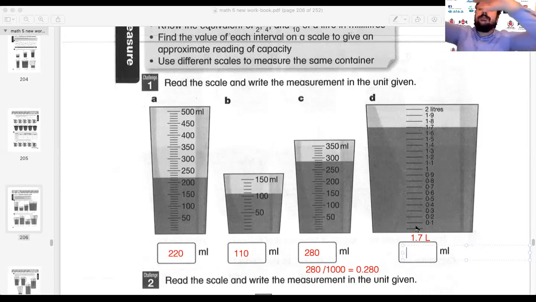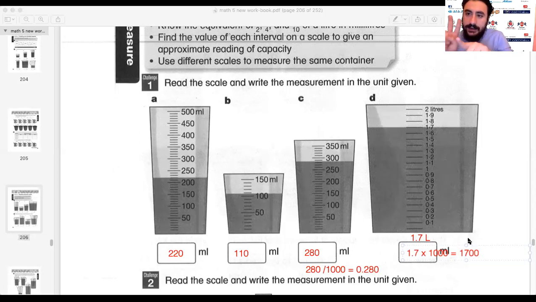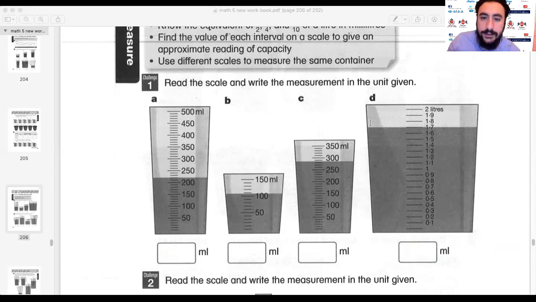We will multiply by 1,000. Excellent. So I'm going to take 1.7 and multiply by 1,000. So it's going to be what? 1,700. Excellent. I'm going to move the decimal point 1 place and then add the 2 zeros. So it's going to be 1,700 milliliter. Thank you so much, Habiba.